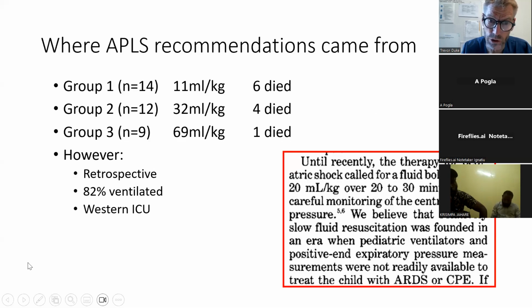So the problem was that up until this paper, the children were getting 10 to 20 mils per kilo of fluid over 20 to 30 minutes, and then they were being reassessed. But in this paper, they got 40 to 60 mils per kilo of fluid, and they appeared to have a better outcome. But 80% of these children were ventilated, and they were all in a high technology intensive care unit.